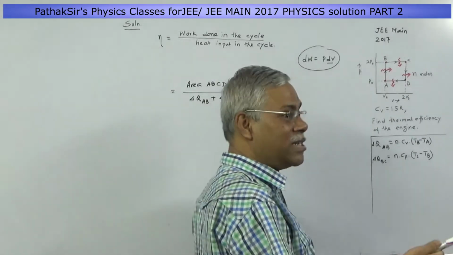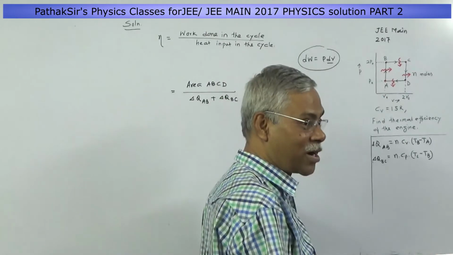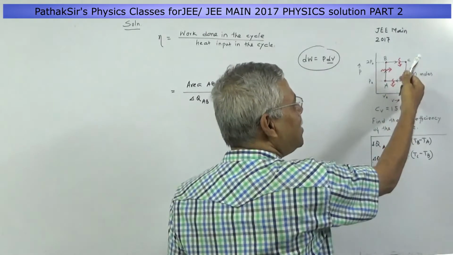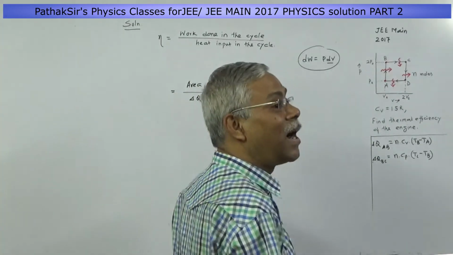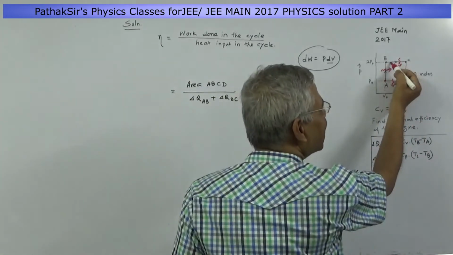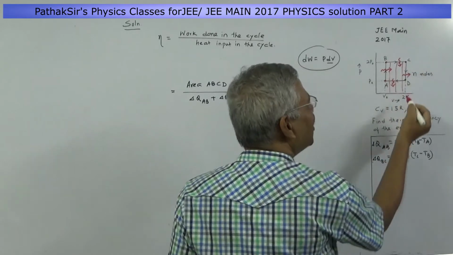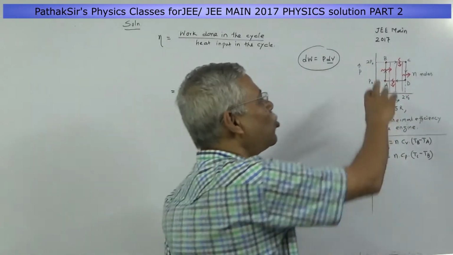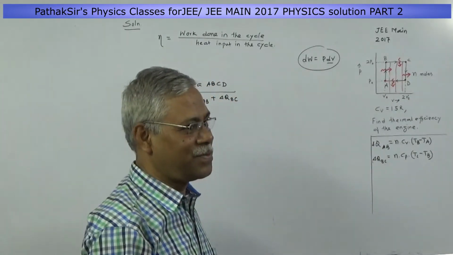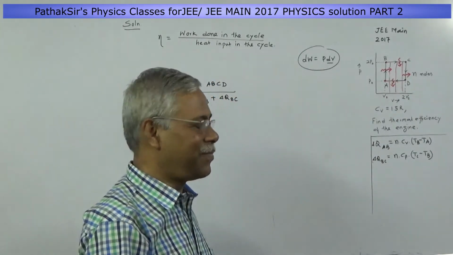Now, which work is greater? Positive work or negative work? Under which curve is there greater area? This line has greater area under it. So that means positive work is greater than negative work. Okay, so the total work is positive. Okay, is it clear?